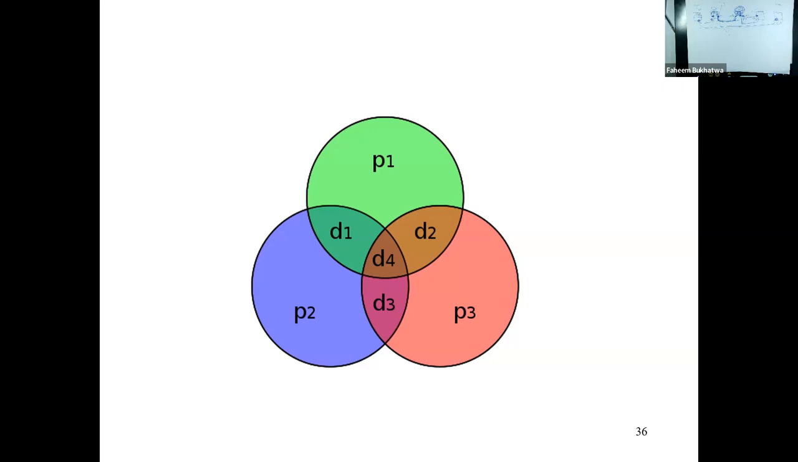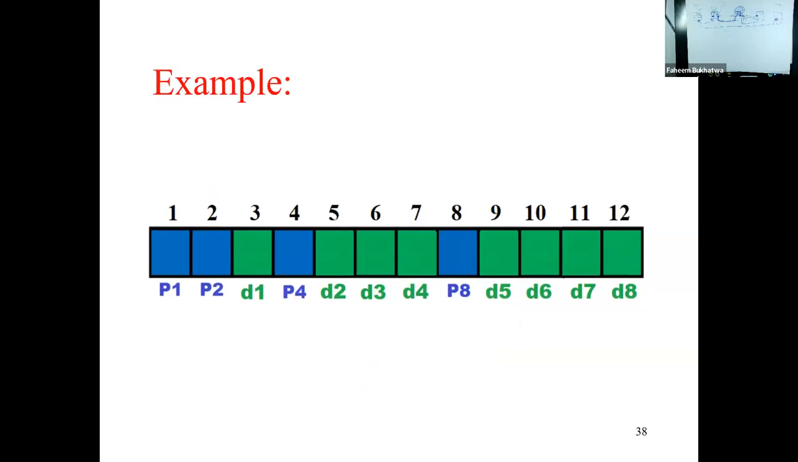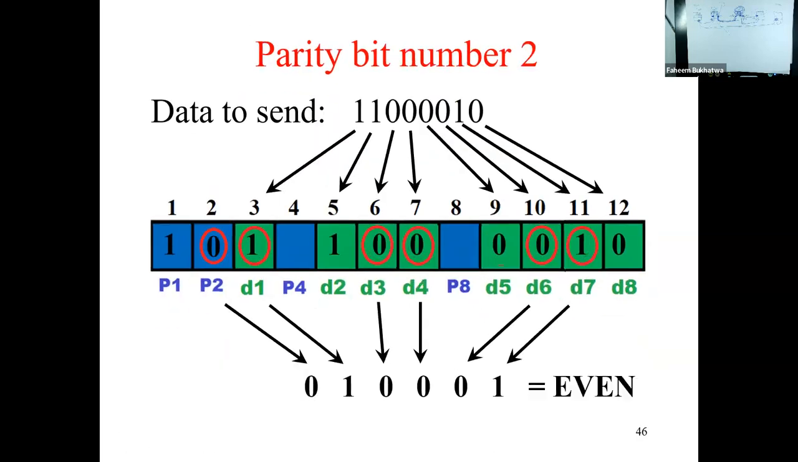But what's the disadvantage of Hamming code? Anybody has any disadvantage of Hamming code? It's efficient at finding one bit error. If it's any more than that, it's not efficient for finding multiple bit errors.